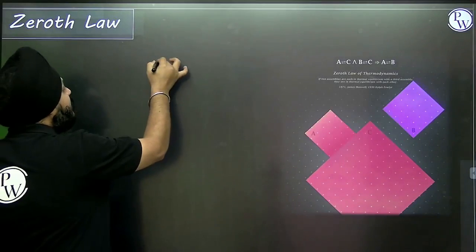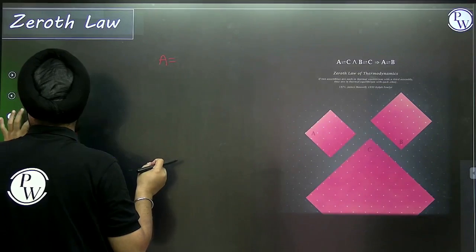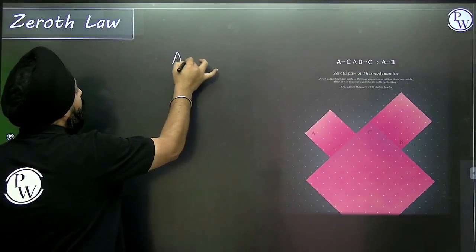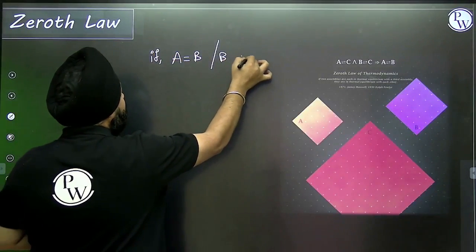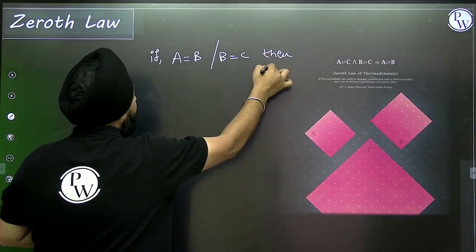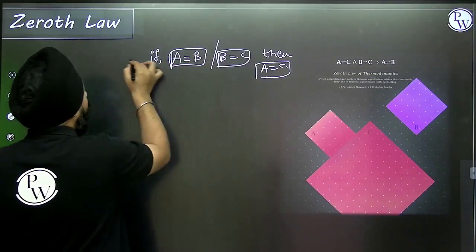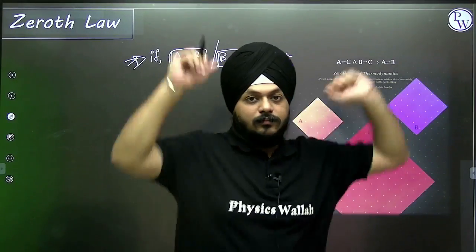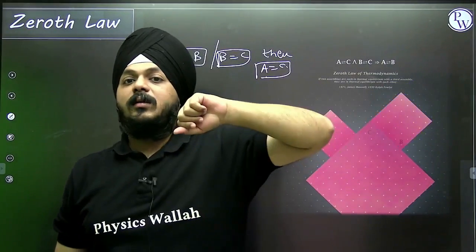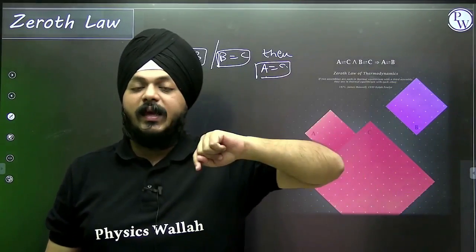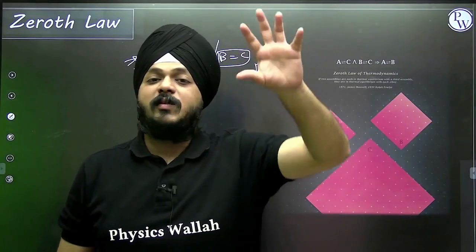Mathematically, if I want to represent the zeroth law, then if A is equal to B, and B is equal to C, then A is equal to C. Mathematically I have represented the zeroth law, but how are we going to define it technically? If A is in thermal equilibrium with B, and B is in thermal equilibrium with C. Thermal equilibrium means the temperature of the system will not change with respect to time.